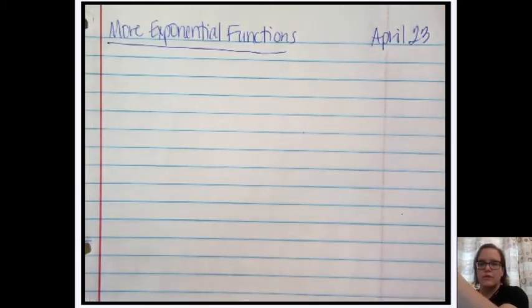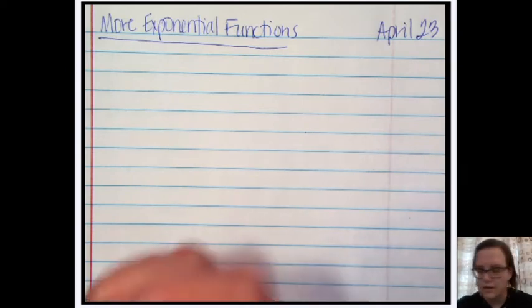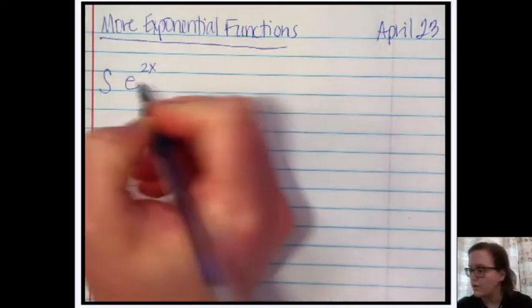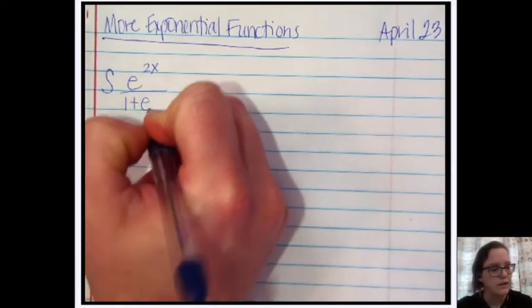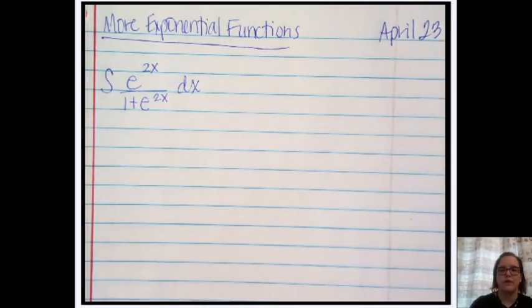Okay, so let's look at the first example. We have e to the 2x over 1 plus e to the 2x, dx. So here we have an exponential on top and an exponential on the bottom. And so we do want to usually take care of the bottom first and make that our u.